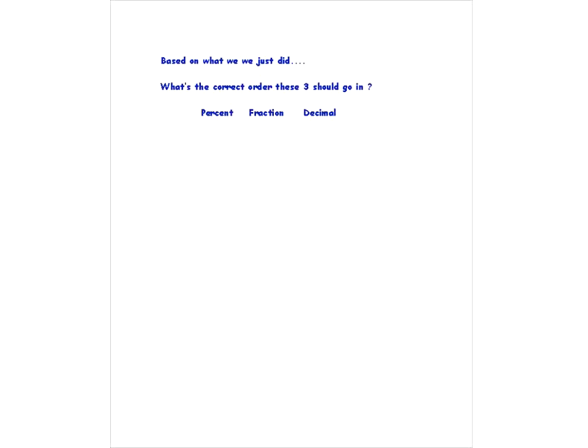So, based on what we just looked at, can you tell me what the correct order would be going from percent, fraction, and decimal? If you're going to put those 3 words in order, based on what we've done in this question, which would go first, which would go second, and which would go third? Give you a sec to think about that.